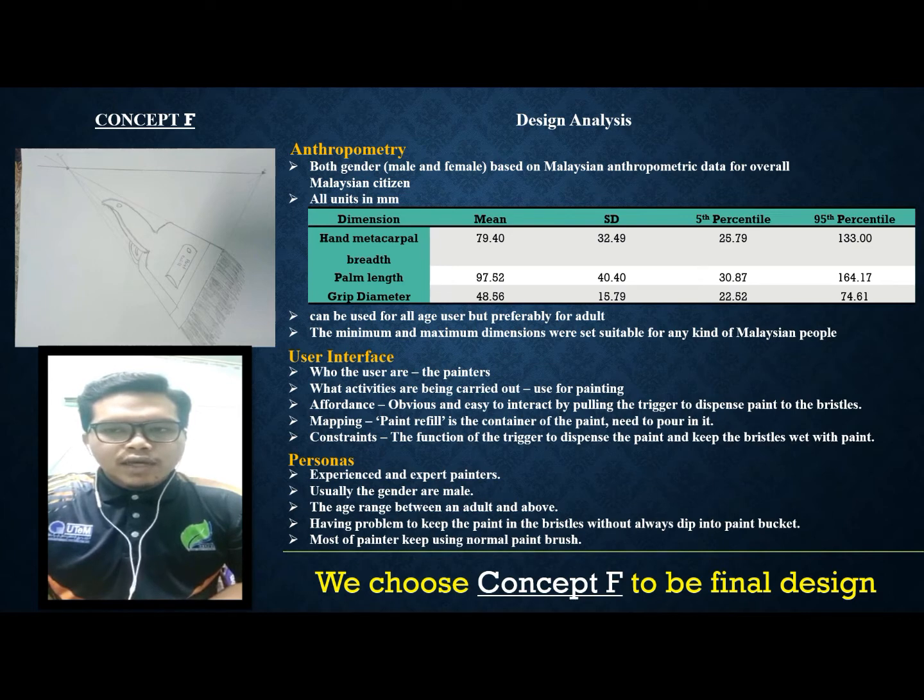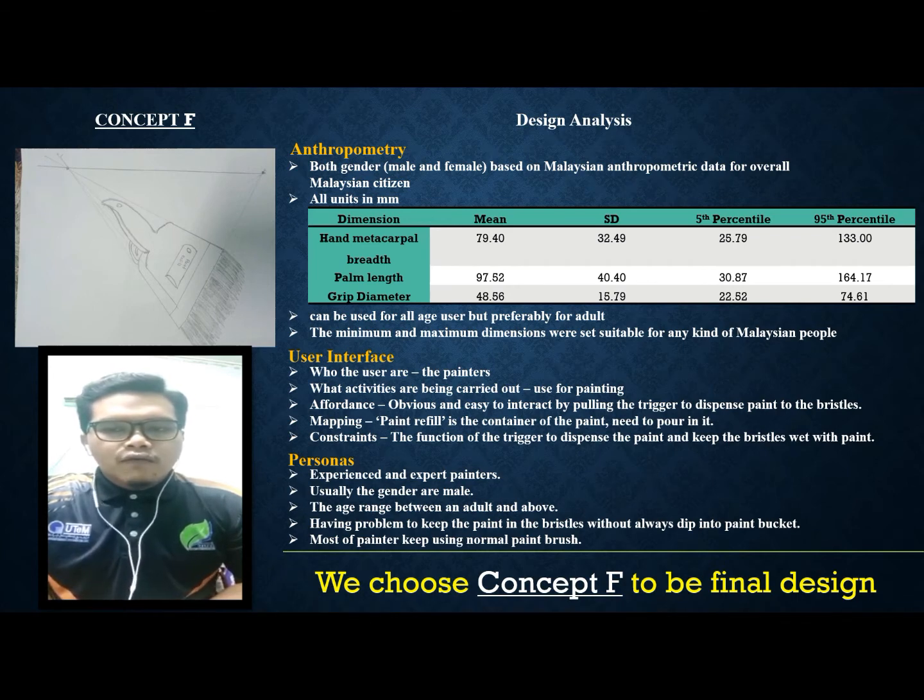This design concept can be used for all age users but preferably for adults. The minimum and maximum dimensions were set to be suitable for any kind of Malaysian people. In the user interface, the targeted user is painters and the activity being carried out is painting.